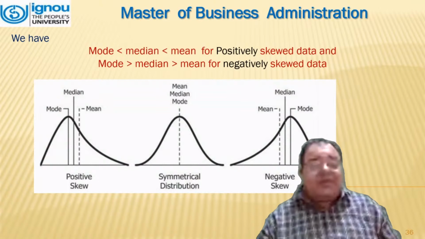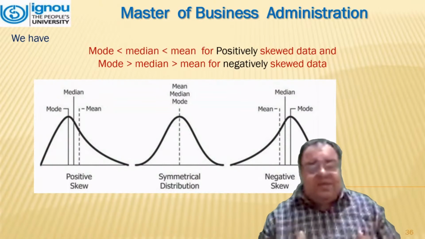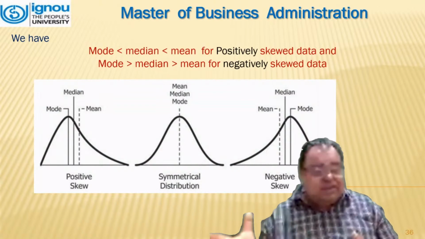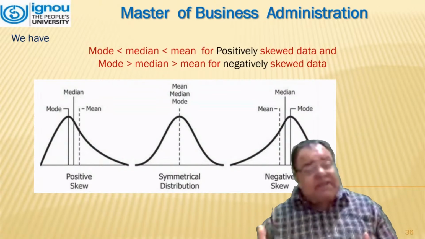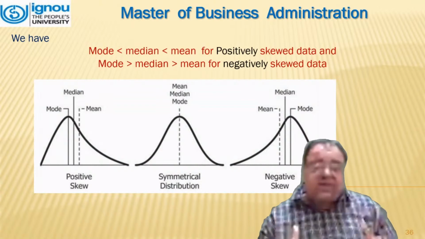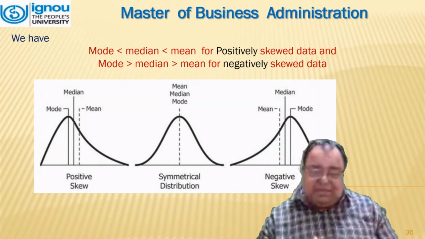Now we will see to it. If mode is less than median, and median is less than mean, it is positively skewed. If mode is greater than median and median is greater than mean, it is negatively skewed. And if all the three are same, it is symmetrical distribution.